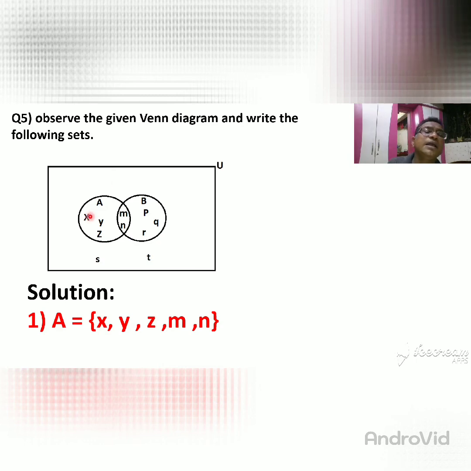See, this is the A set: X, Y, Z, M, N. Okay, they are written. Then this M, N is common, so they are written a single time. Then B set has P, Q, R. So union means all these are written together, whatever be the elements of A and whatever be the elements of B, they are written together. That is called the union set. So here we write the union set: X, Y, Z, M, N, P, Q and R. This M, N is common, so write it a single time.